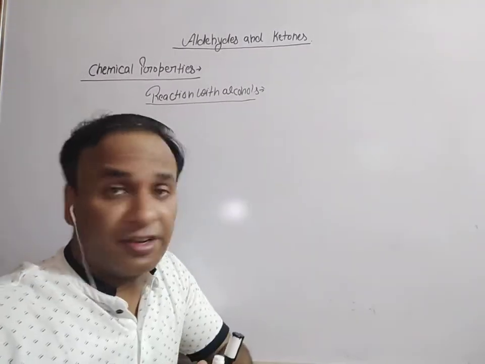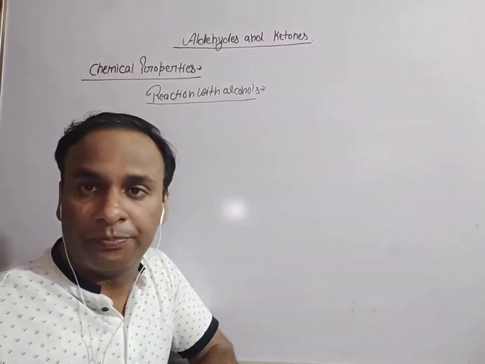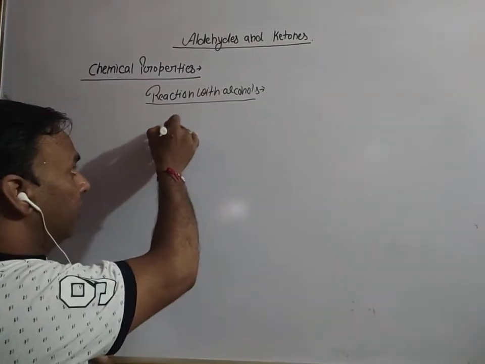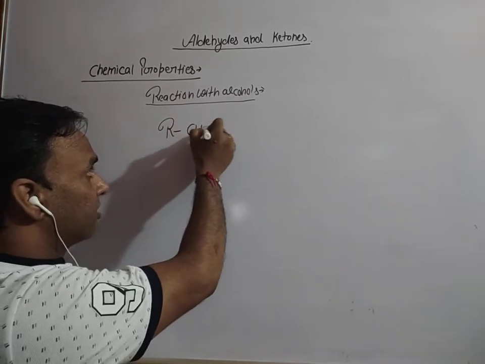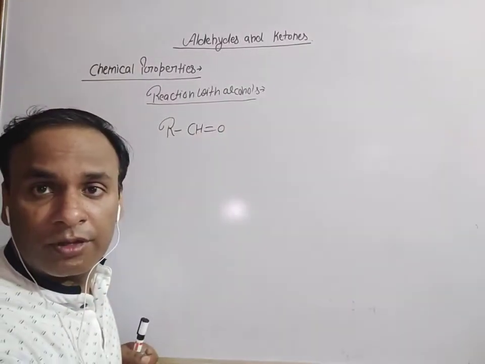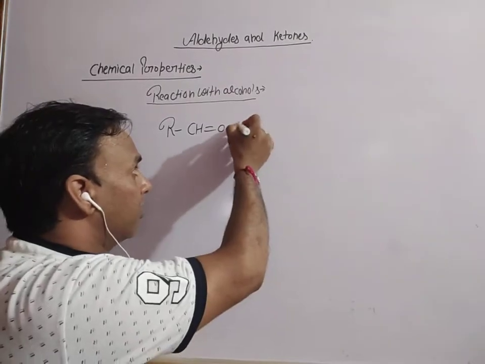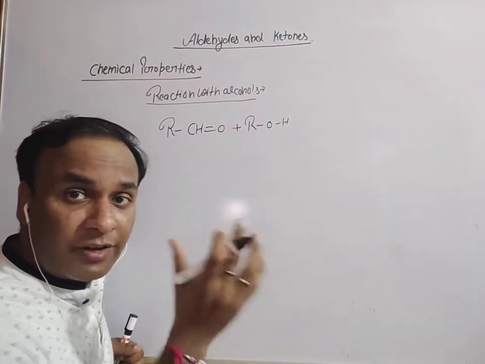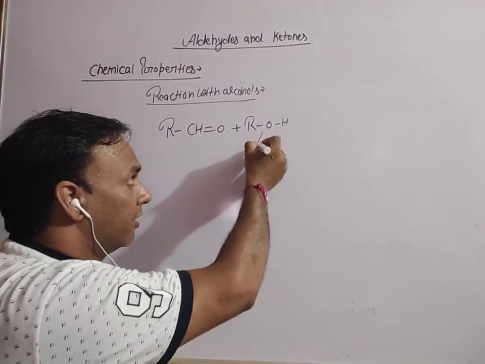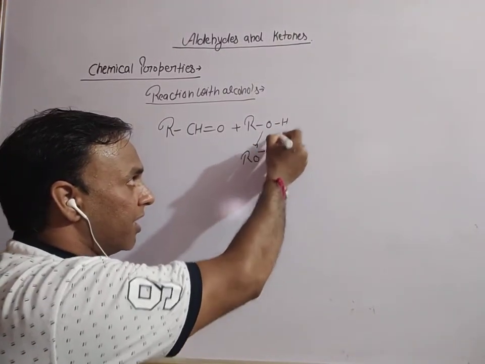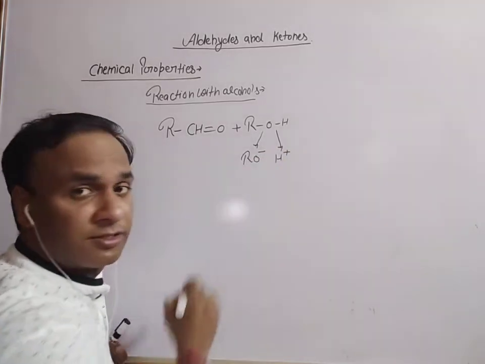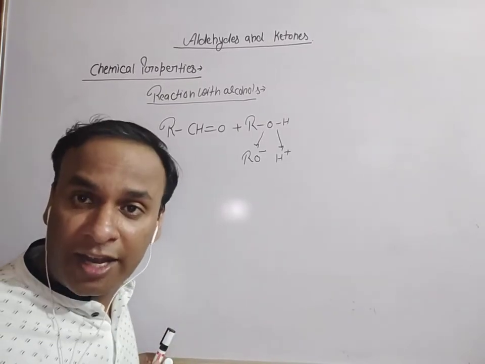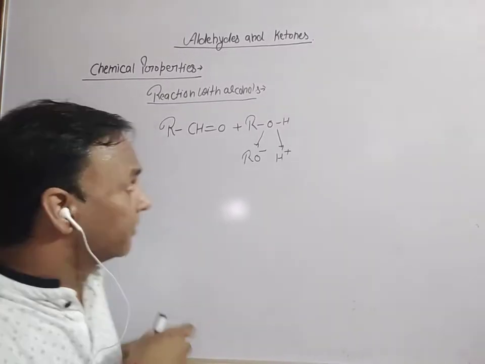Now the next chemical reaction is the reaction with alcohol. Clear? When an aldehyde, RCH double bond O, reacts with an alcohol, ROH, and when the alcohol dissociates, it gives RO minus and H plus, and obviously it gives the addition reaction with the carbonyl compounds, either aldehyde or ketone. Clear?